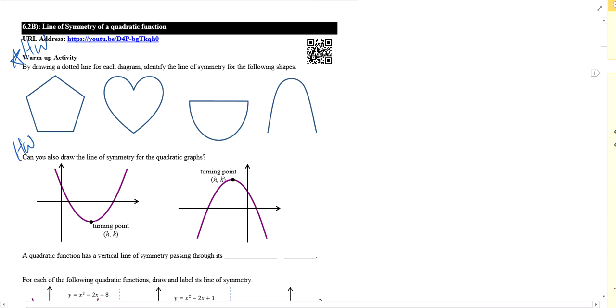Let's move on to our homework. Drawing a dotted line for the line of symmetry. Okay, simple stuff.